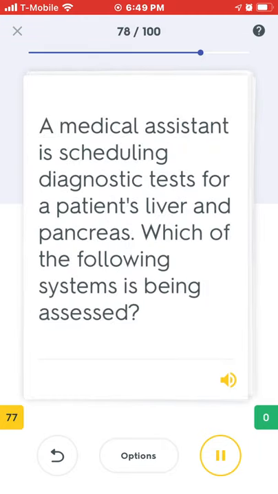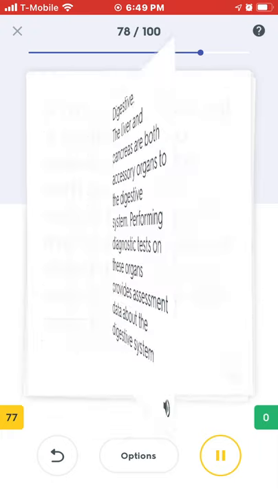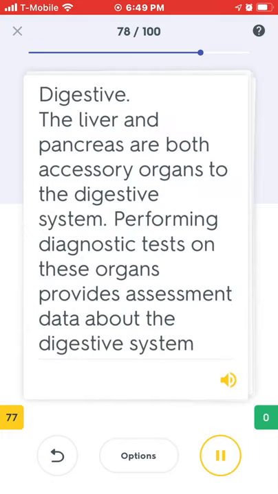A medical assistant is scheduling diagnostic tests for a patient's liver and pancreas. Which of the following systems is being assessed? Digestive. The liver and pancreas are both accessory organs to the digestive system. Performing diagnostic tests on these organs provides assessment data about the digestive system.